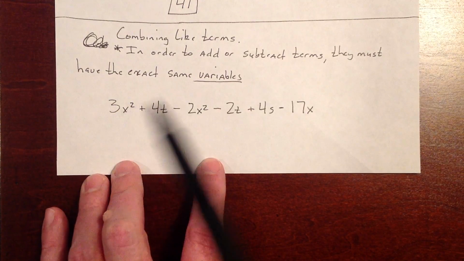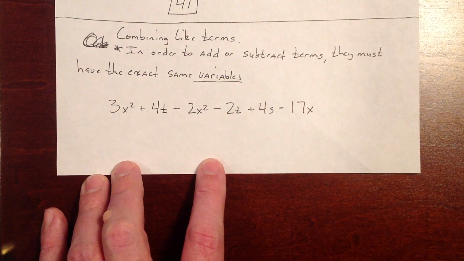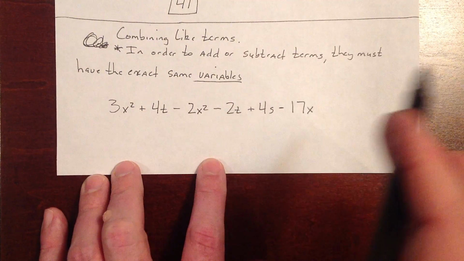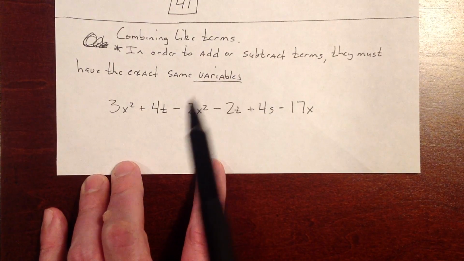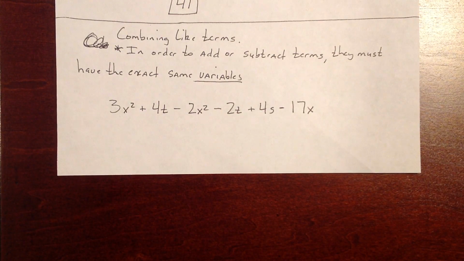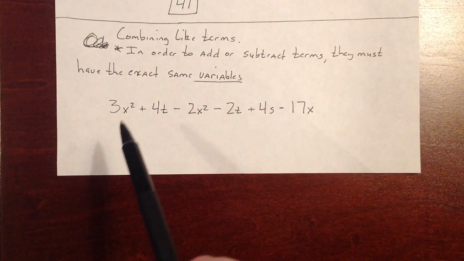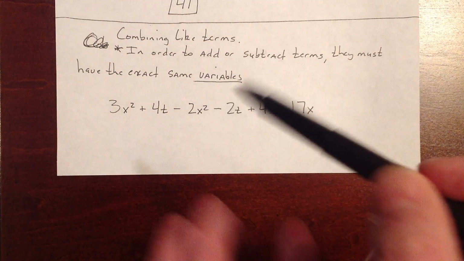Now remember, when we're adding and subtracting, you have to have the exact same variable. Now when we're multiplying, you can multiply darn near anything. All right, but right now we're just dealing with addition and subtraction. Therefore, the variables and their exponents must be exactly the same. Now keep in mind, we're not talking about the front number. That's something called the coefficient, which we'll learn in a second. I'm talking about the variables.